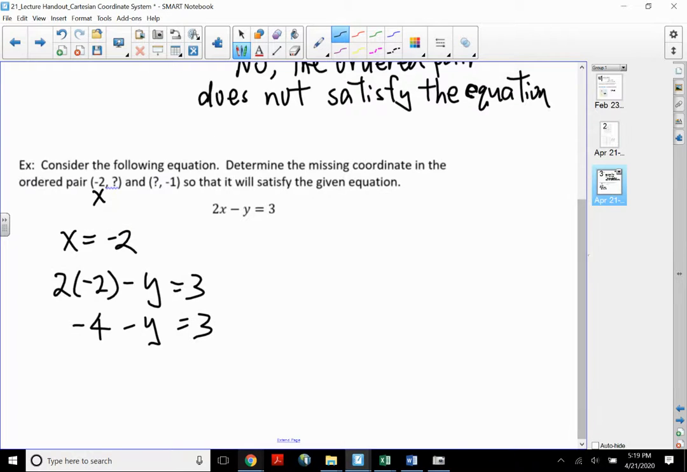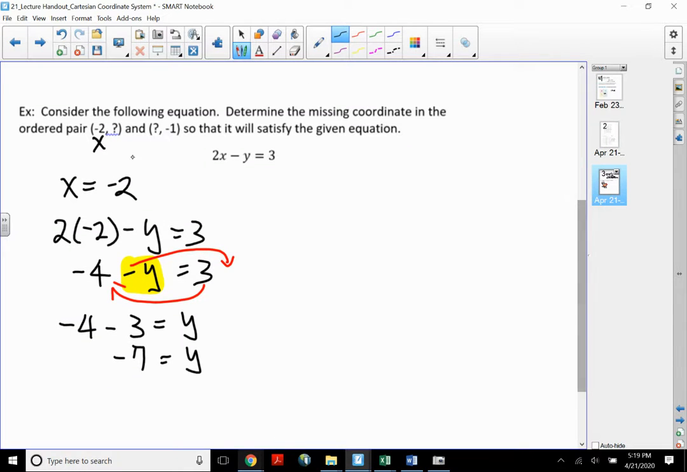So this is basically like solving linear equations that we did at the beginning of the semester. So solving for y, since my variable is y, and it's negative, what I can do is move it over to the other side, bring the 3 back. So that will give me negative y come to the right, become positive. Negative 4 still negative 4. Positive 3 come over to the left side, become negative. So that means y is equal to negative 7. Okay, so my missing value, first one, is negative 7.